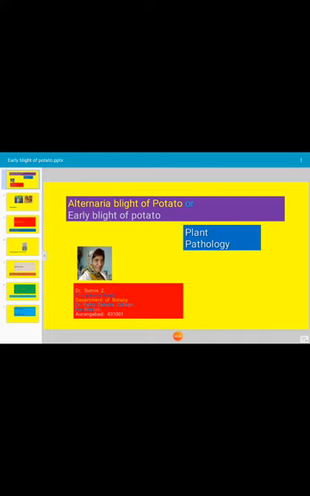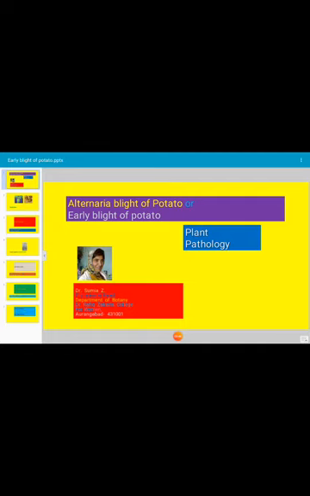Today's topic for discussion is plant pathology, and the name of the topic is early blight disease of potato. The disease is called early blight because it occurs early in the season. It occurs very commonly on young plants, and blight is a type of symptom in which dead tissue occurs. The affected region shows dead tissue. Such symptoms are called blight.